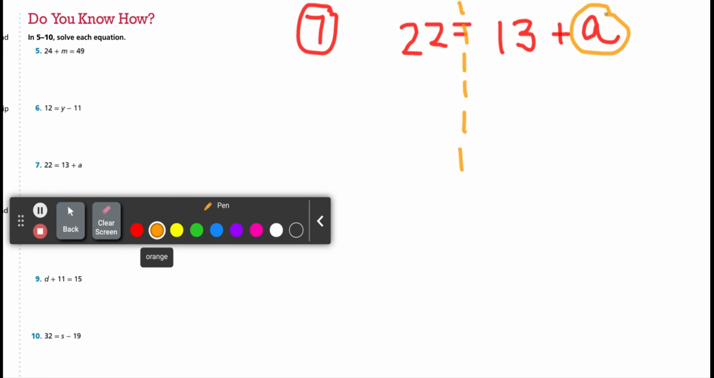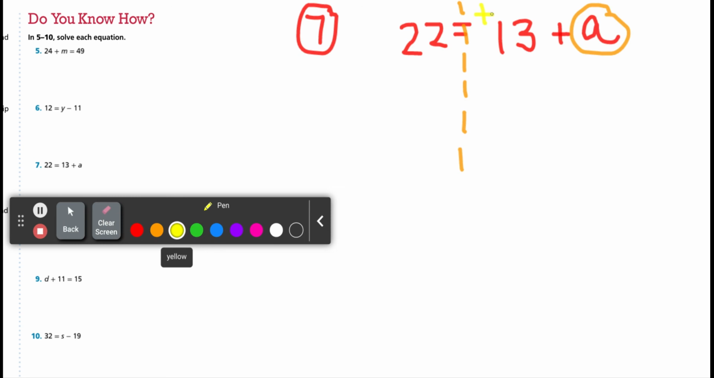So now I look to see what is attached to the a on the same side of the equal sign. On the right side of the equal sign, we have a 13. Well, is that 13 a plus 13 or a minus 13? I don't see a positive or a negative sign, but since I don't see it, it means that it is a positive. So we have plus 13 there.